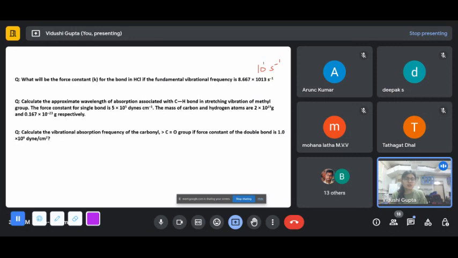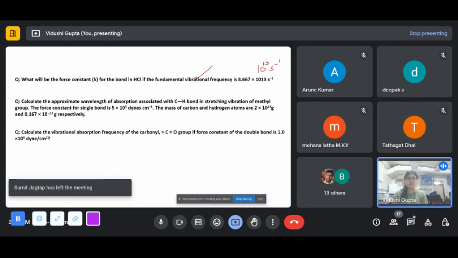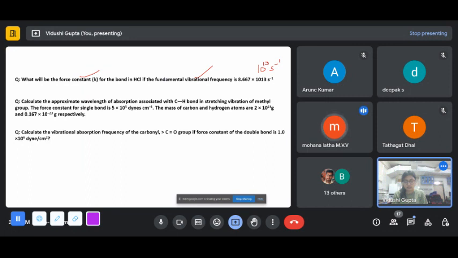So what will be the formula by which we can calculate the force constant? We have already discussed. The vibrational frequency is given. You just have to calculate the force constant. So what's the formula to calculate it? Nu is equal to 1 by 2 pi root over k by mu.